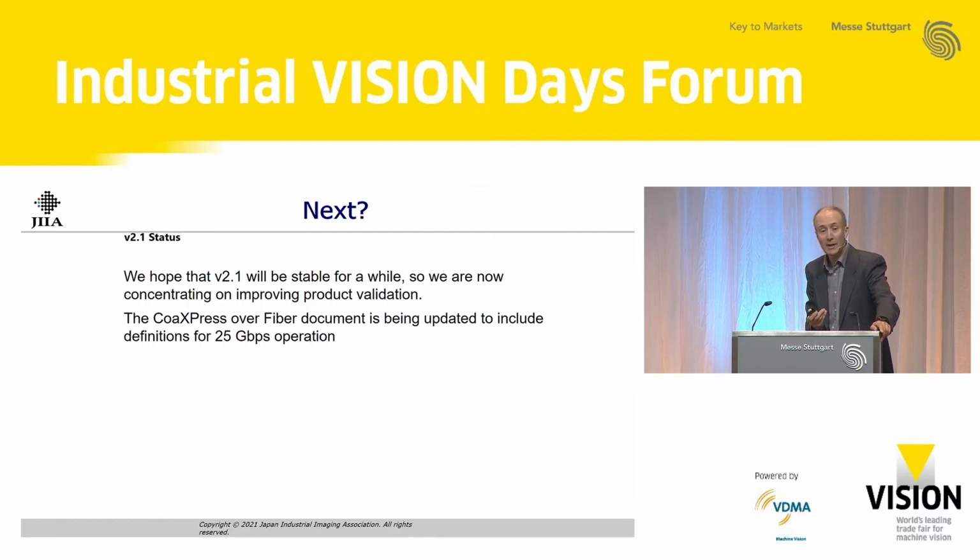Because we think 2.1 will be stable for some time to come, the committee is now working on improving product validation to make it easier for customers to use products. So nice and quick, there's an update for CoExpress.